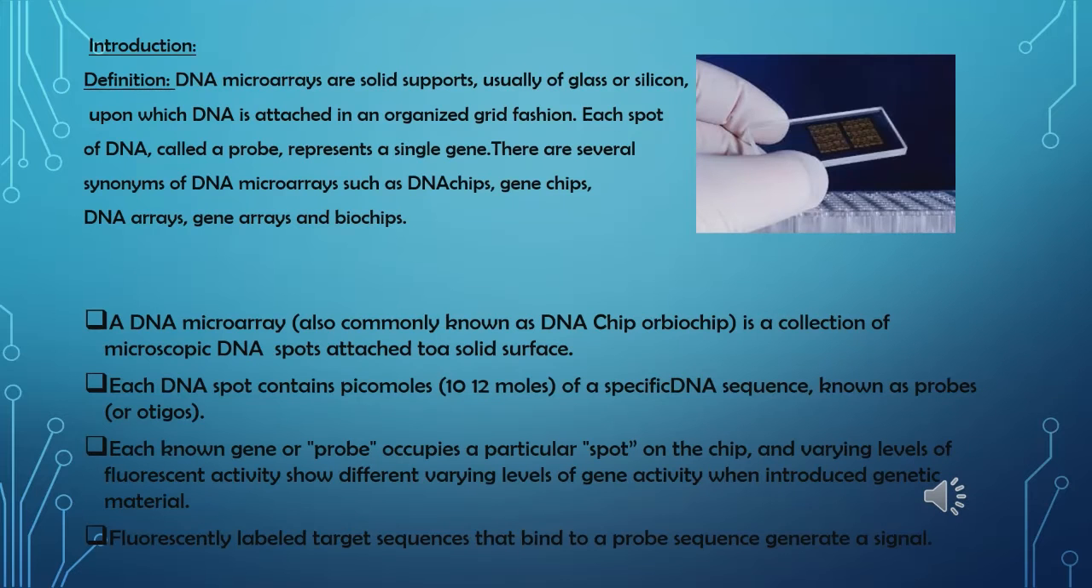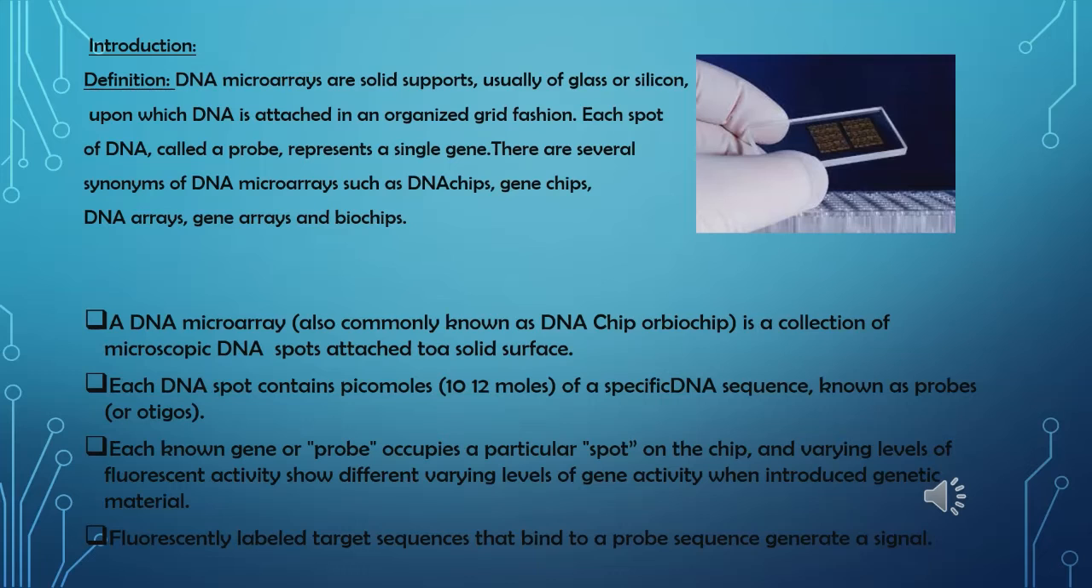Hello everyone, my name is Jagatjit Sardar and I will be explaining about DNA microarrays. In this slide, I am going to explain about DNA microarrays. So what are DNA microarrays? DNA microarrays are solid supports, usually of glass or silicon, upon which DNA is attached in an organized grid fashion. Each spot of DNA, called a probe, represents a single gene. There are several synonyms of DNA microarrays, such as DNA chips, gene chips, DNA arrays, gene arrays, and biochips.